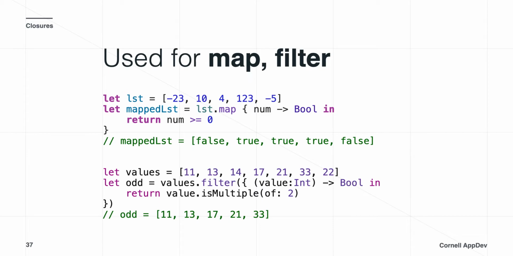Right. And then you also have filter. You can also use a closure with filter. Let's say you have another list of numbers and you want to filter out values that are not multiples of 2. So you do values.filter and you take in a value that returns a boolean, and then you just return whether the value is a multiple of 2. So that just filters out the odd numbers and keeps the even numbers.